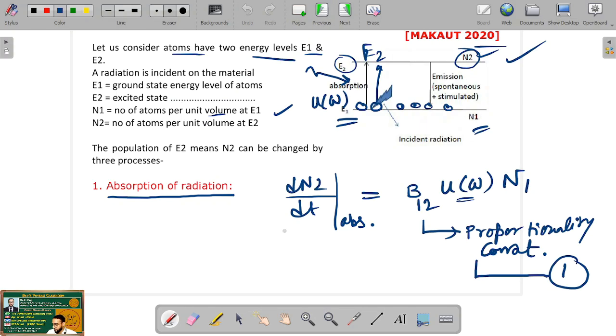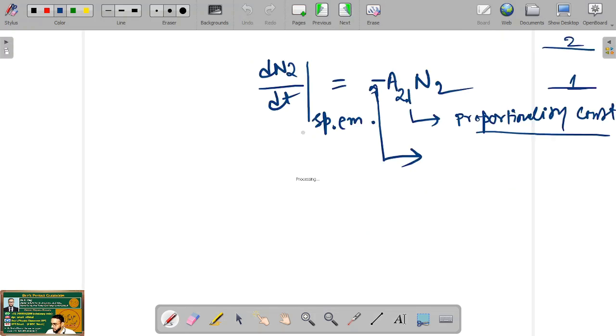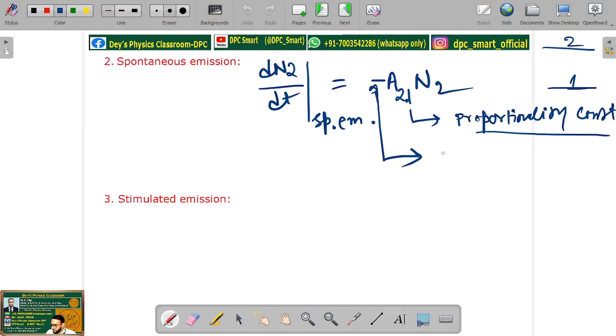Similarly, in the previous case, the absorption of radiation, the proportionality constant was written as B12. Why 12? Because the atoms are leaving energy level 1 and reaching energy level 2. That's why I have written B12. And there the sign is positive because the population of N2 is increasing. But here in the case of spontaneous emission, there is a negative sign as the population of N2 or E2 is decreasing. We take this as equation 2.